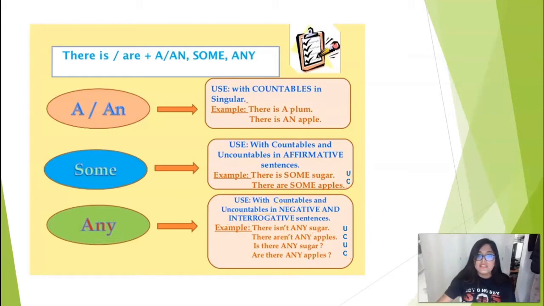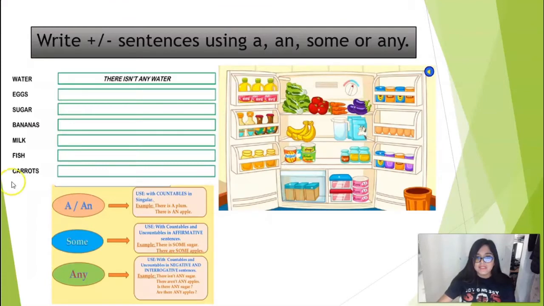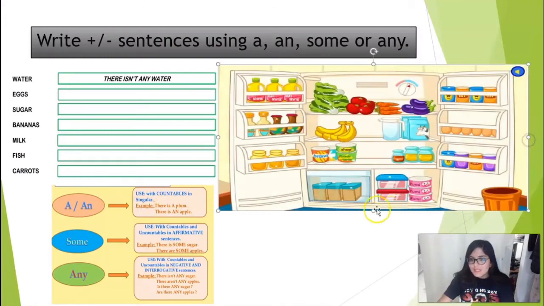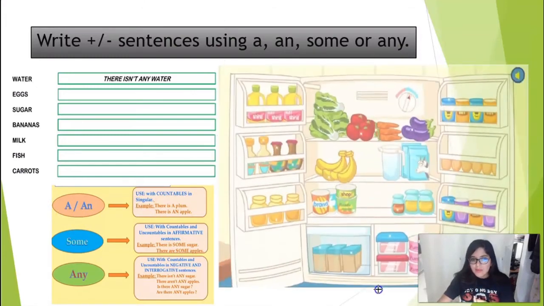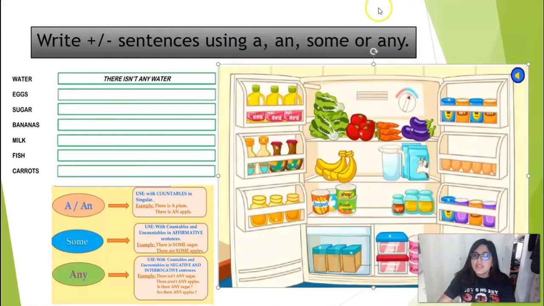Now, let's try to write some sentences. I'm going to show you how to write affirmative and negative sentences using a, an, some, or any based on what we can see in this picture, right? First, let's find the items that we are requested here. The example is here.